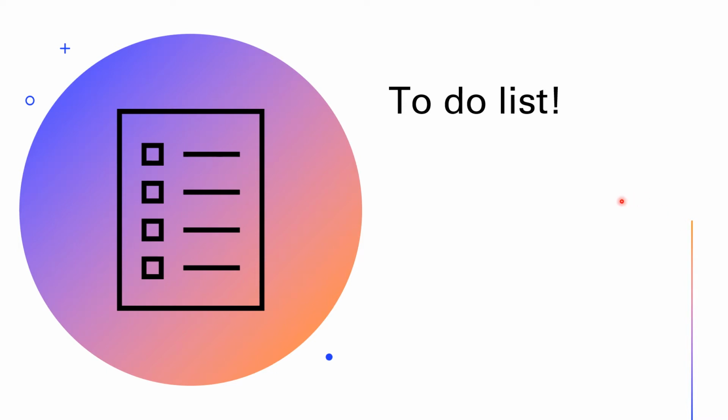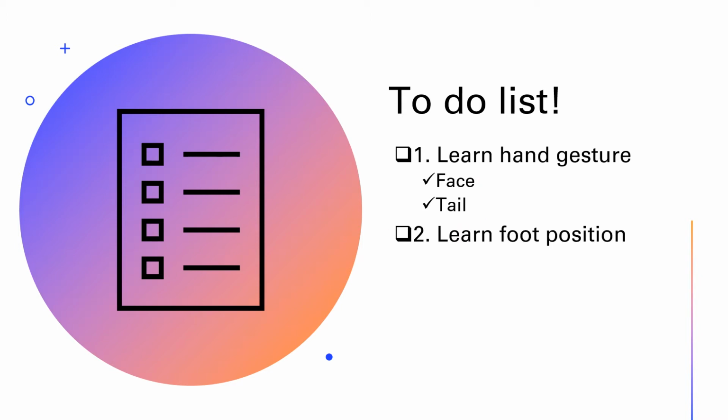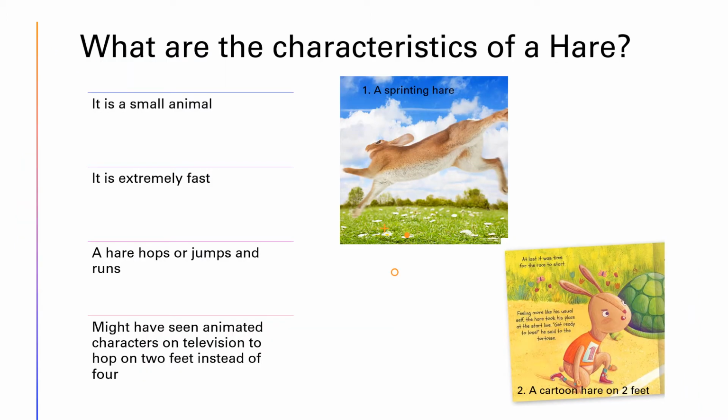Here is a small to-do list of the hare. We'll first begin by learning the hand gestures of the hare, and there are two hand gestures. First we'll learn the hand gesture of the face, and then we'll move on to learning the hand gesture of the tail. Second, we will learn the foot position of the hare. And third, we will learn the movement of the hare.